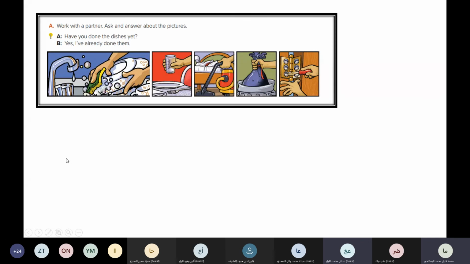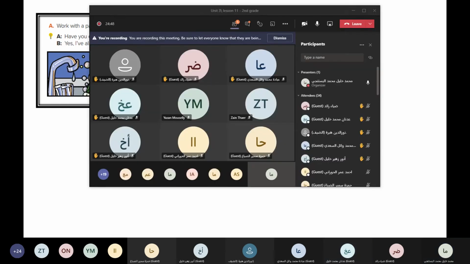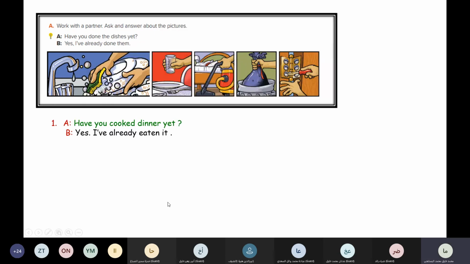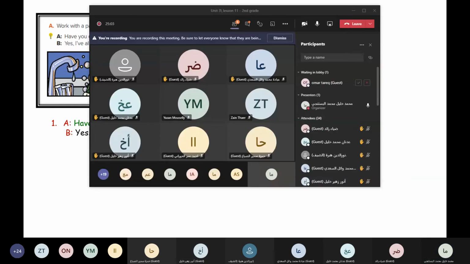Have you done the dishes yet? Yes, I've already done them. Good. Have you done the dishes yet? Yes, I have already done them. The second picture. Anwar, read the examples. Have you cooked dinner yet? Yes, I've already eaten it. Good. Have you cooked dinner yet? Yes, I have already.